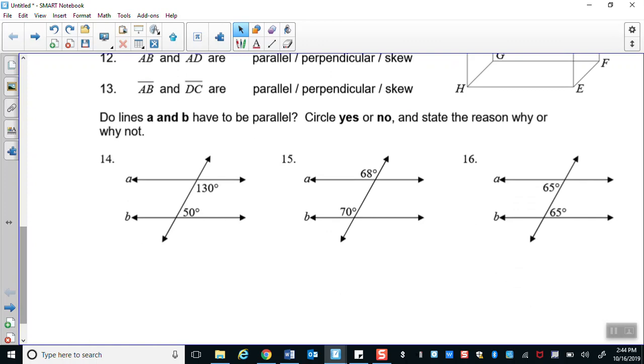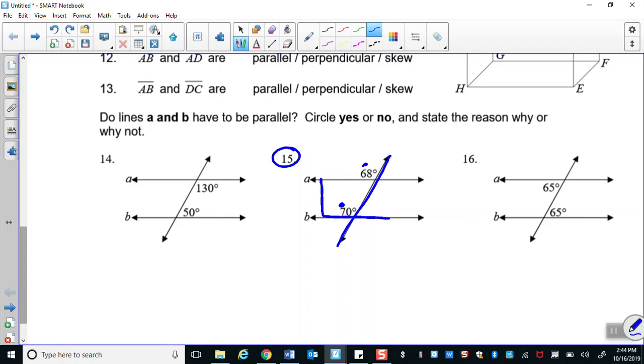Let's look at 14, 15, and 16. I'm not going to do all of these because we've done some examples like this already, but if you look at 15, what I need you to do is circle yes or no, or just write yes or no, and then give the reason. So here you need to identify what the angle type is. You can see they're on the same side of my transversal, and if we make the box, you have one interior and one exterior, so remember those are called corresponding, and corresponding angles are supposed to be congruent. So since 68 is not equal to 70, the lines are not parallel.